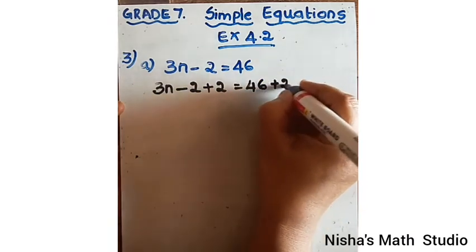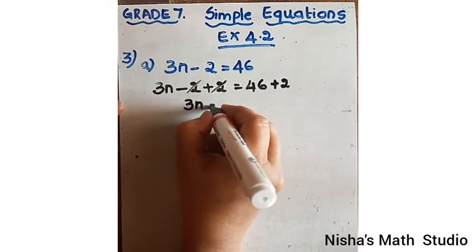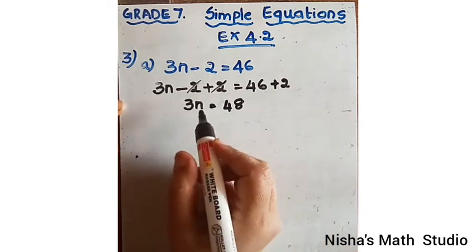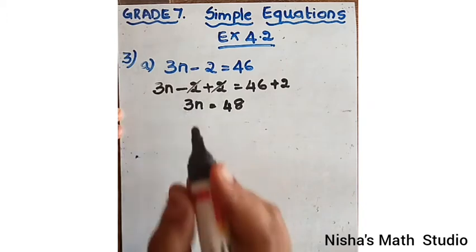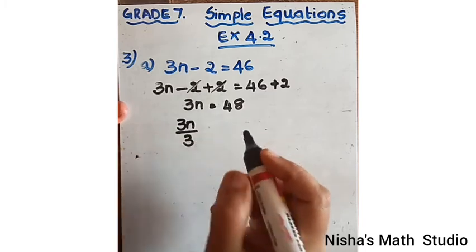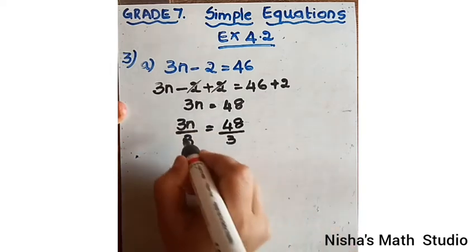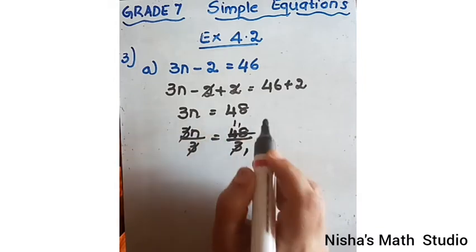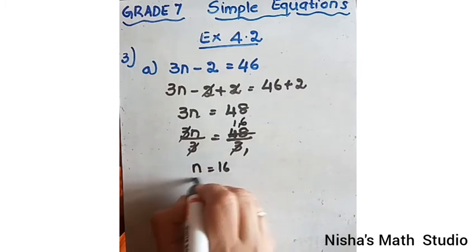So 46 plus 2. Let's simplify this. 2 get cancelled. So 3n is equal to 46 plus 2 will give you 48. Now, do we have only variable? No, we still have a 3 with n, which is multiplied here, isn't it? So 3n divided by 3 I should do now. So that 48 also will be divided by 3. 3 get cancelled. 3 1s are 3, 3 6s are 18. Value of n will be equal to 16.